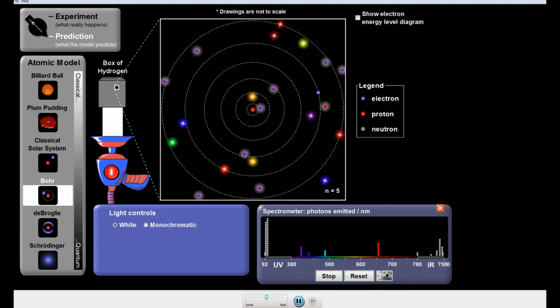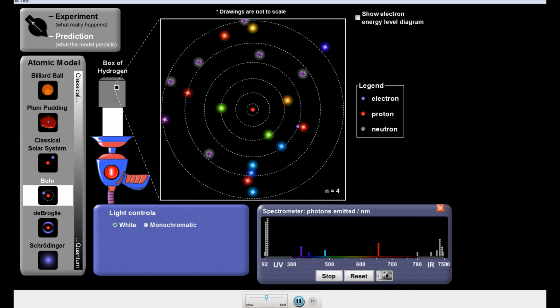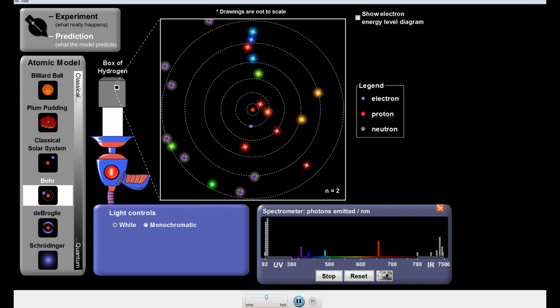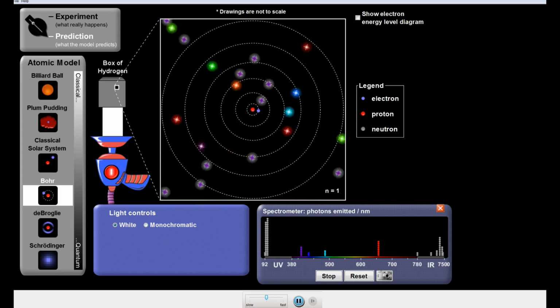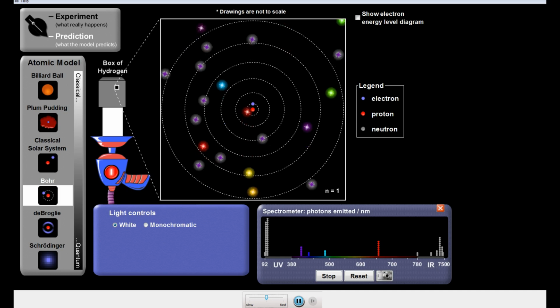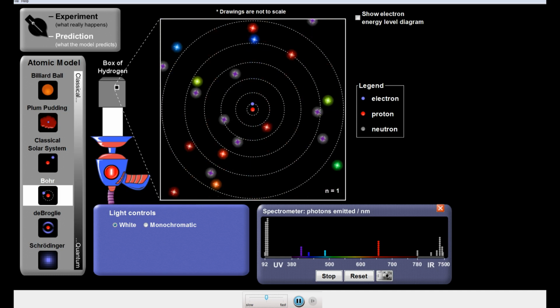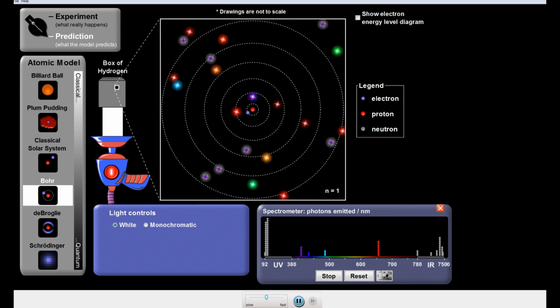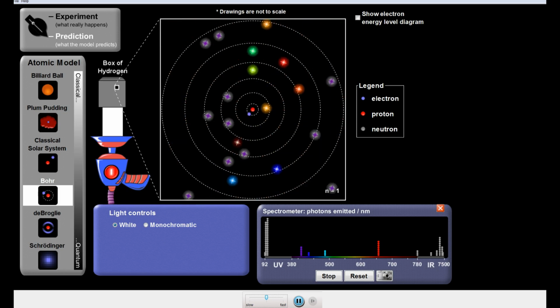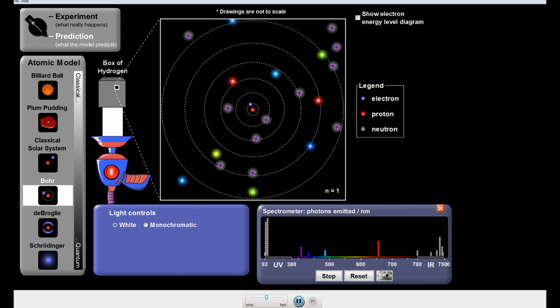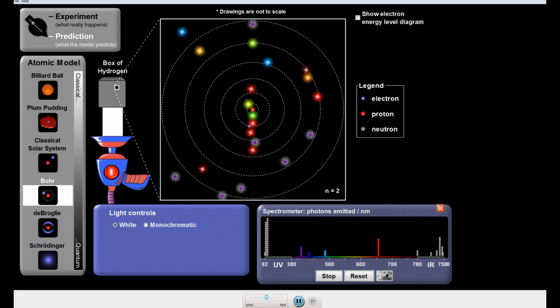So here's my simulation with the Bohr model of the atom. And you've seen the photons interacting with the atom and hopefully made some observations about the electron jumping back and forth and how that's related to the light going in and out. Now what I'm going to do, and the spectrometer is down at the bottom of your screen there.